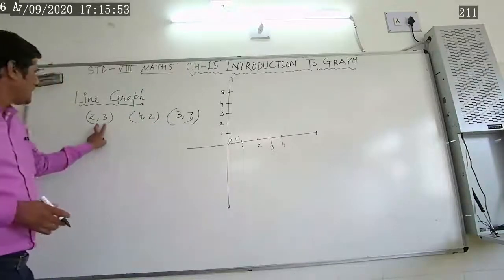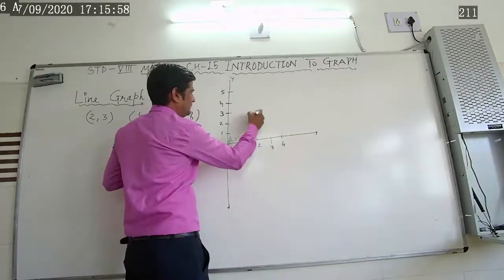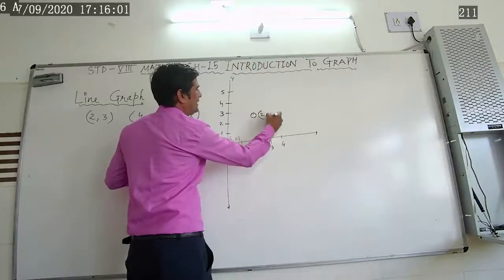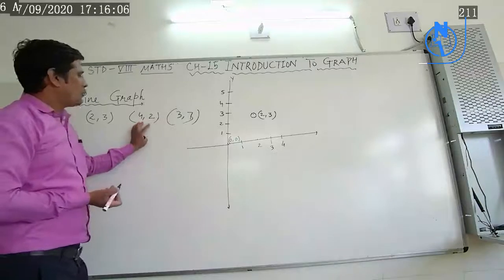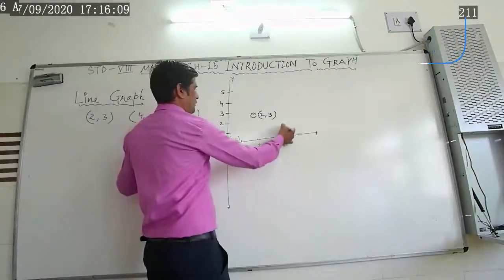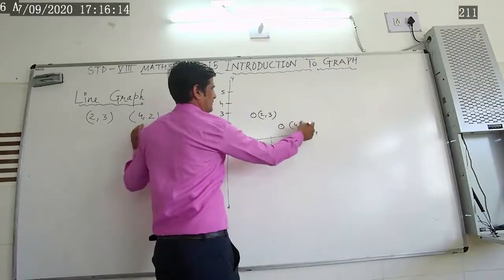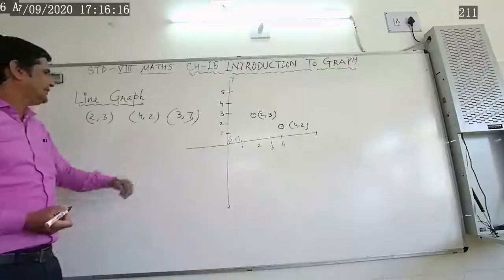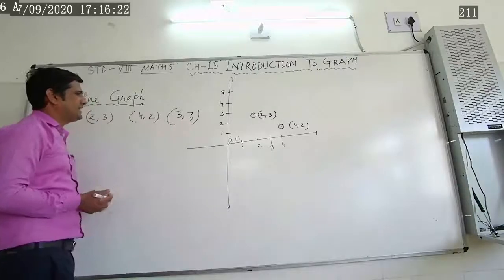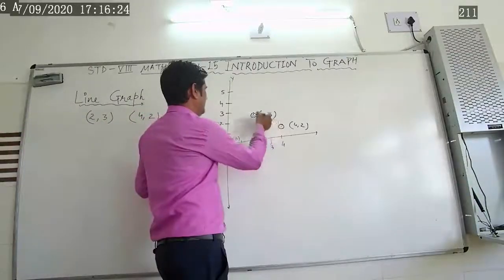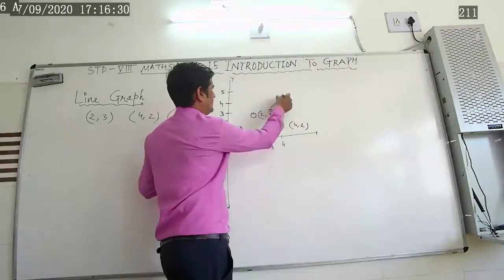X is 2, y is 3. X is 2 with respect to y is 3. This is the location of the point (2, 3). Then after that, x is 4, y is 2. Then after, x is 3, y is again 3. So it will come here.